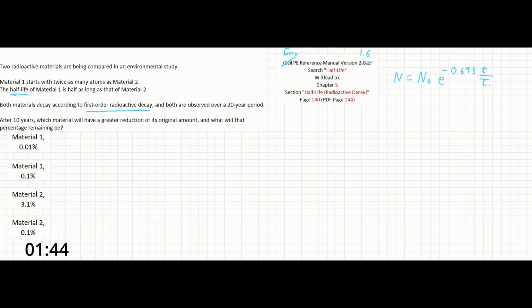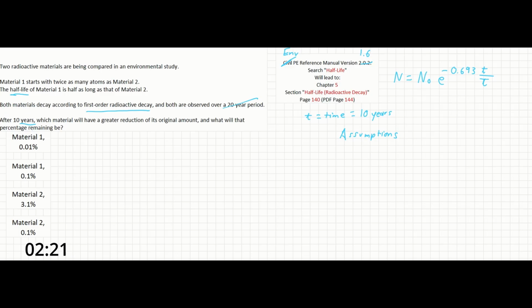So the question gives you the 20-year period, but we don't care about that because it's specifically asking over 10 years what material will have a greater reduction. So t in this case is going to be our time of 10 years. Now, if we want to solve this problem out, we can make some assumptions to do so. If you understand half-lives, you probably already know the answer to this question, but if you want to solve the problem out all the way with numbers, there are some assumptions that we can make.